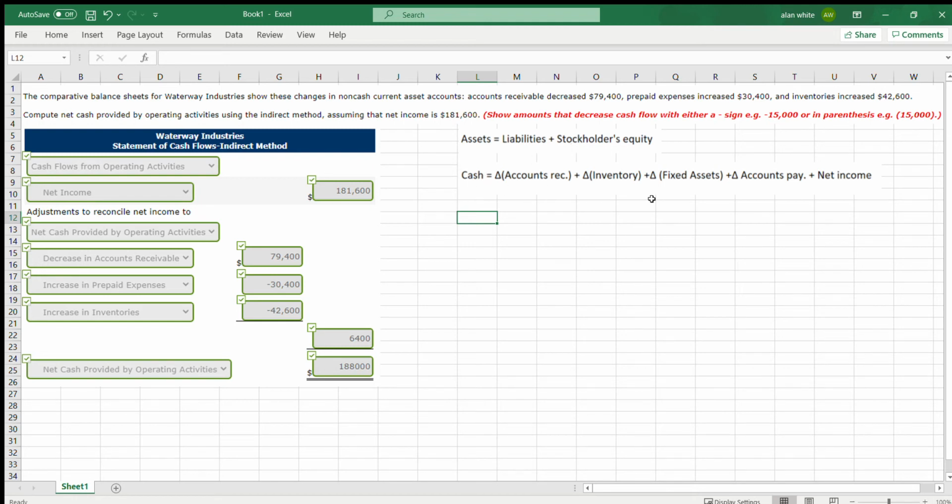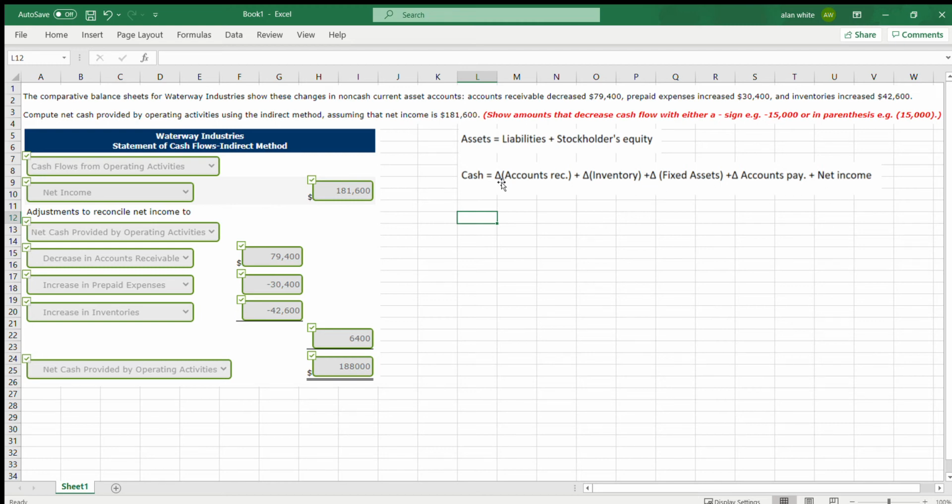So here below, I very simply did that. I took cash, and I took these other asset accounts, just some common ones, accounts receivable, inventory, and fixed assets, and I subtracted them from assets and moved them over to the other side of the equation. And you'll notice we also have accounts payable, which is our liabilities account, and our net income. And net income would be part of stockholders' equity.